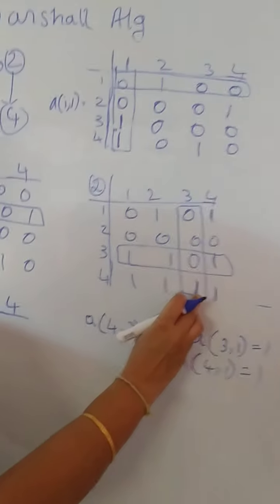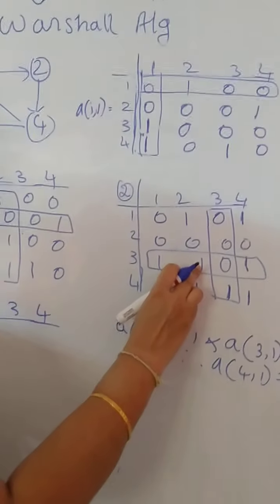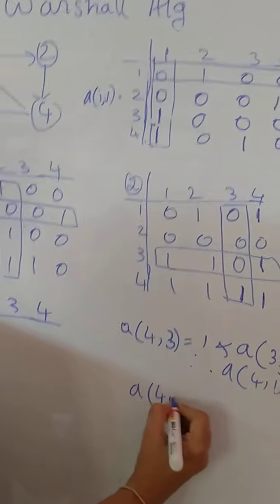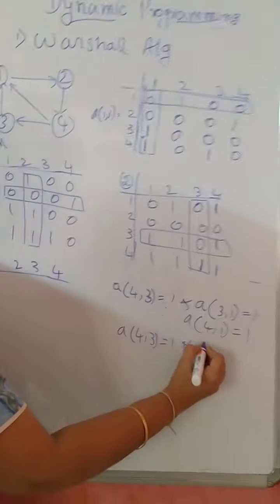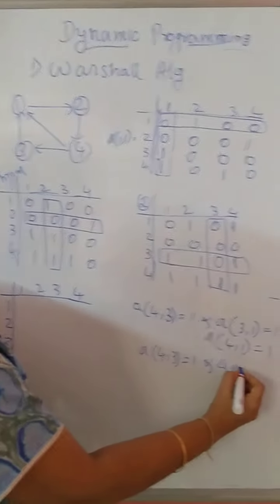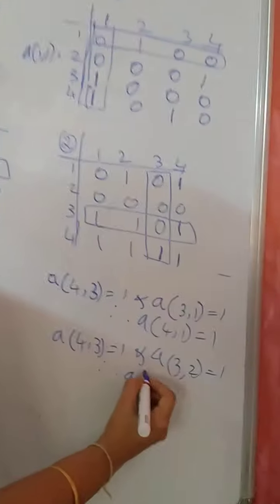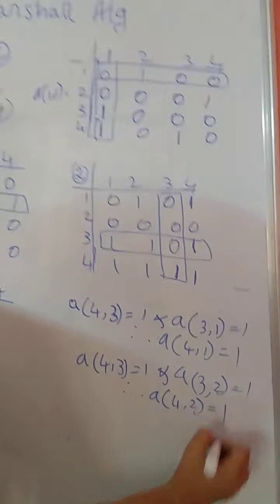Again you repeat this with one more one in the row. This means 4 to 3 is equal to 1, and this one means 3 to 2 is equal to 1. So there is a path from 4 to 2 equal to 1.